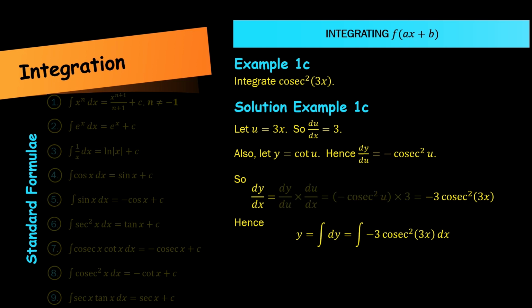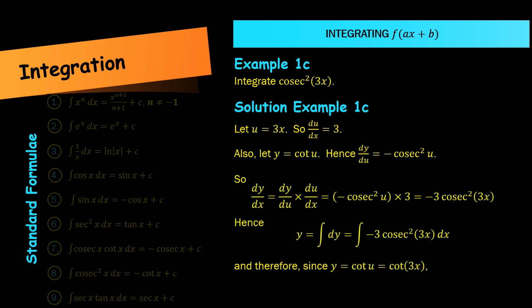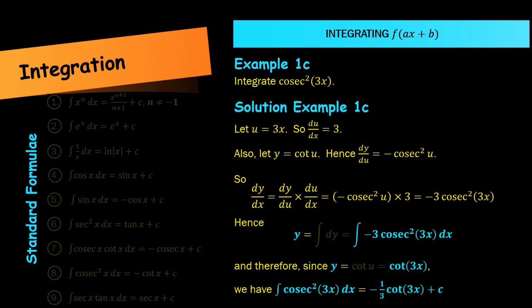Now we can integrate both sides to give y equals the integral of dy equals the integral of minus 3 cosec squared 3x dx. And therefore, since y equals cot u, which is equal to cot 3x, we have that the integral of cosec squared 3x dx equals minus a third cot 3x plus the constant of integration.